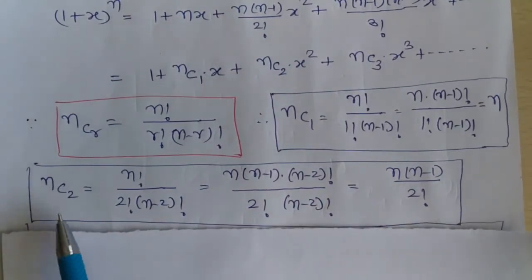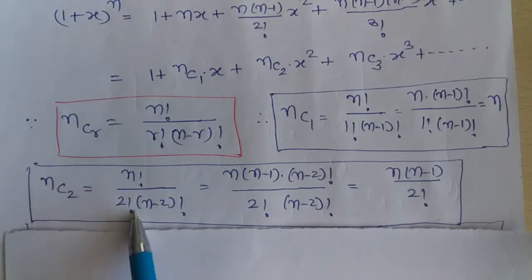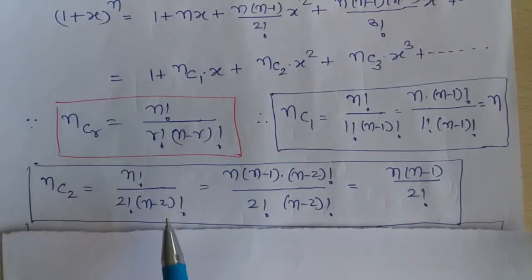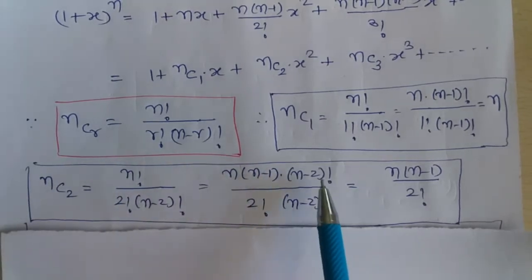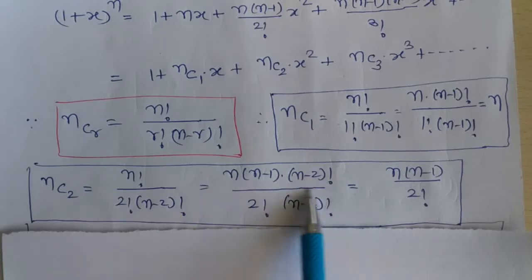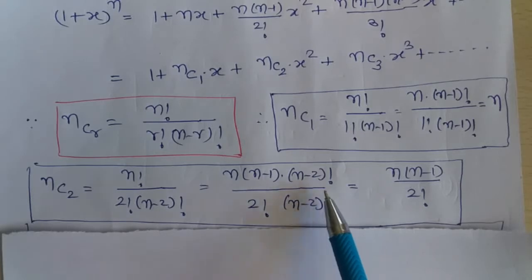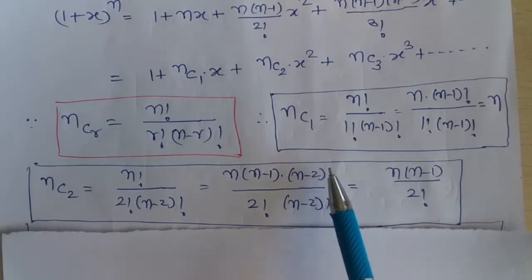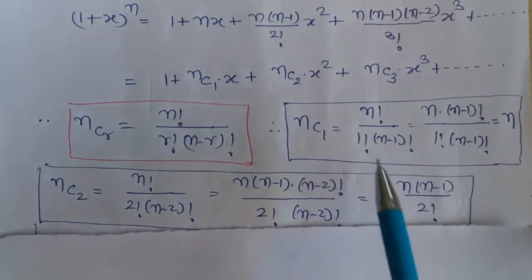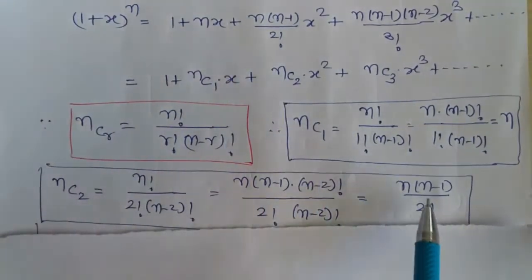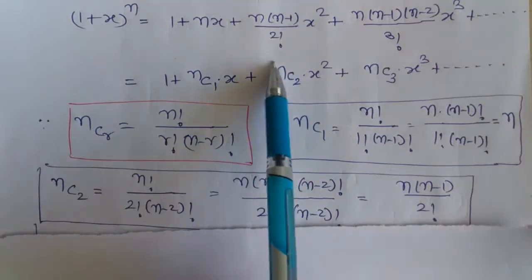Similarly for r equal to 2, we get nC2 equal to n!/(2!(n-2)!). Further, we write n! as n(n-1)(n-2)! over 2!(n-2)!. Here (n-2)! cancels, and finally we get n(n-1)/2!. So we write n(n-1)/2! as nC2.